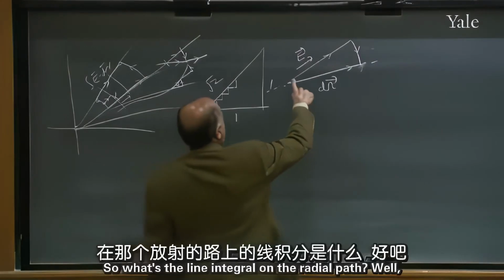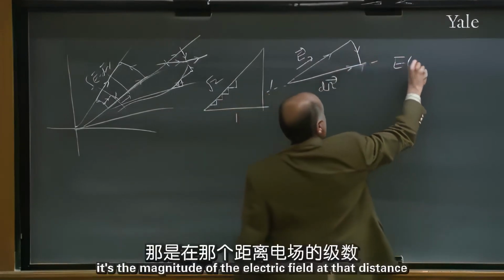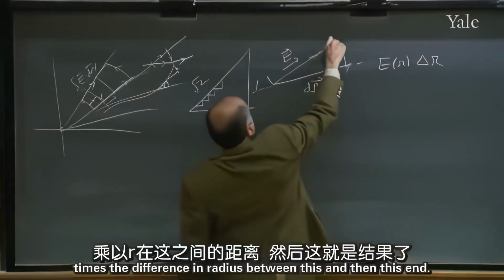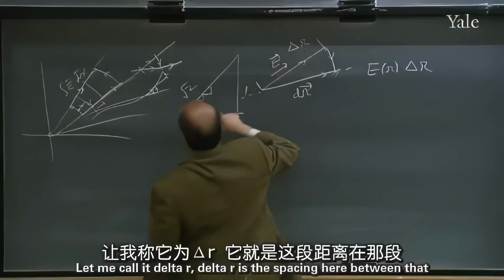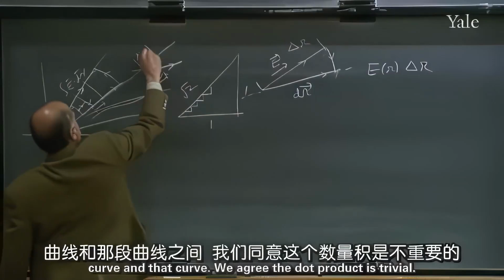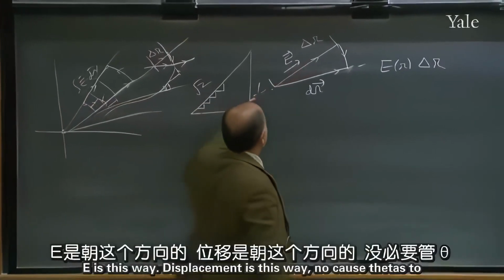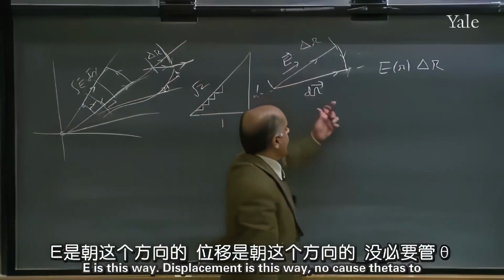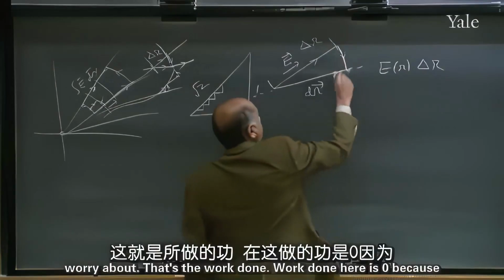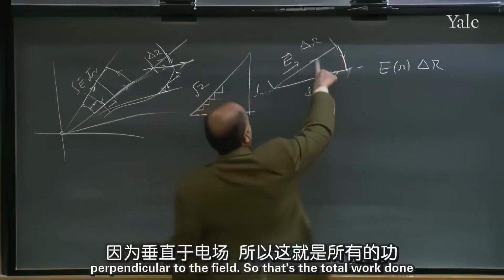So what's the line integral on the radial path? Well, it's the magnitude of the electric field at that distance times the difference in radius between this end and this end. Let me call it delta r. Delta r is the spacing here between that curve and that curve. You agree the dot product is trivial. E is this way, displacement is this way, no cos theta to worry about. That's the work done. Work done here is 0 because perpendicular to the field. So that's the total work done going like that.